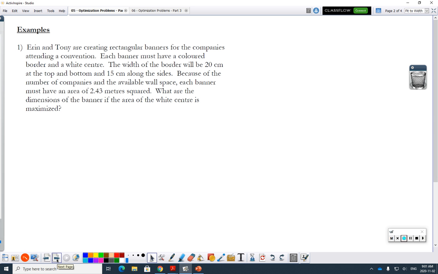Aaron and Tony are creating rectangular banners for the companies attending a convention. Each banner must have a colored border and a white center. This is true about just about all printed materials. If you look at the sheet that you printed out, I don't know if you noticed, there's a white border around the outside. They call it the margin when they print out stuff. Makes it look better, that it doesn't print right to the edge.